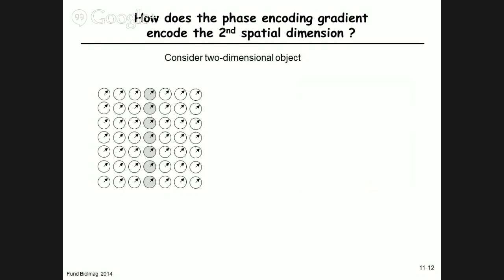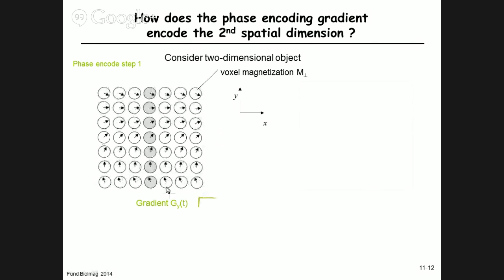Okay, so let's try to understand how this phase encode direction gradient encodes the second dimension. We'll consider a two-dimensional object in X and Y, and we'll look at a given voxel in this object at the transverse magnetization here, the vector depicted in each of these circles. We'll look now at the phase encode step 1. So we'll apply a gradient GY of time, and this is Y dimension.